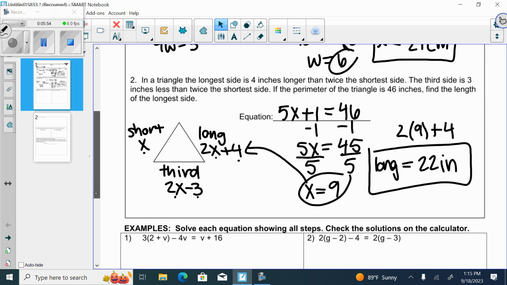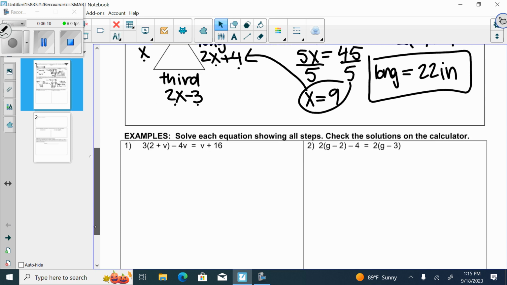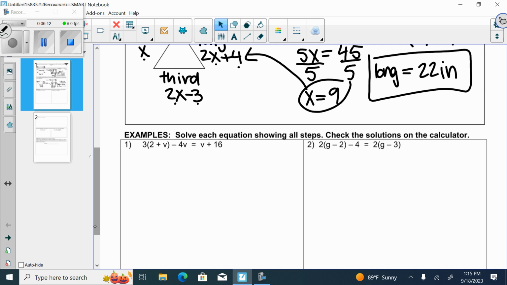Okay. All right. So from here, it's just more practice of what we've already been doing. If there are variables on the same side, we need to combine. If they're on separate sides, we need to move them. If we've got parentheses, we've got to distribute, right? So on number 1, what should we do first? Distribute with 3. Very good.